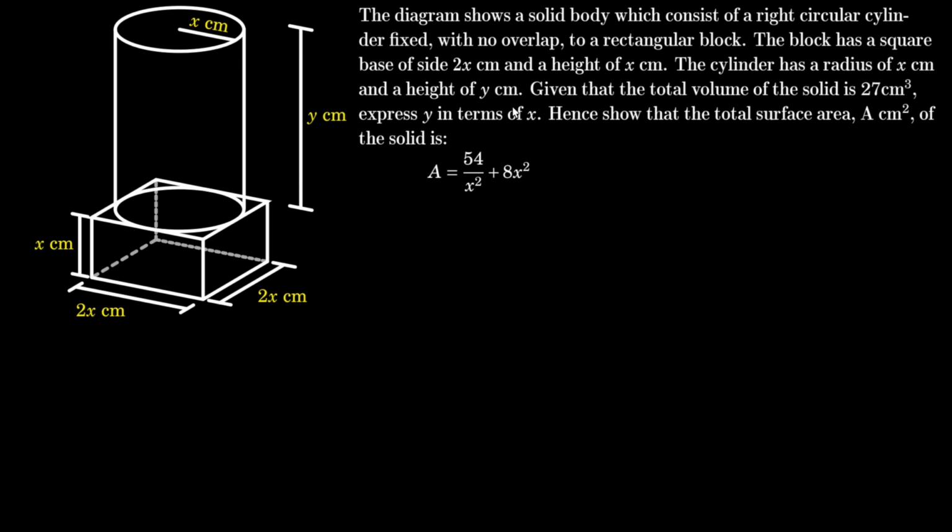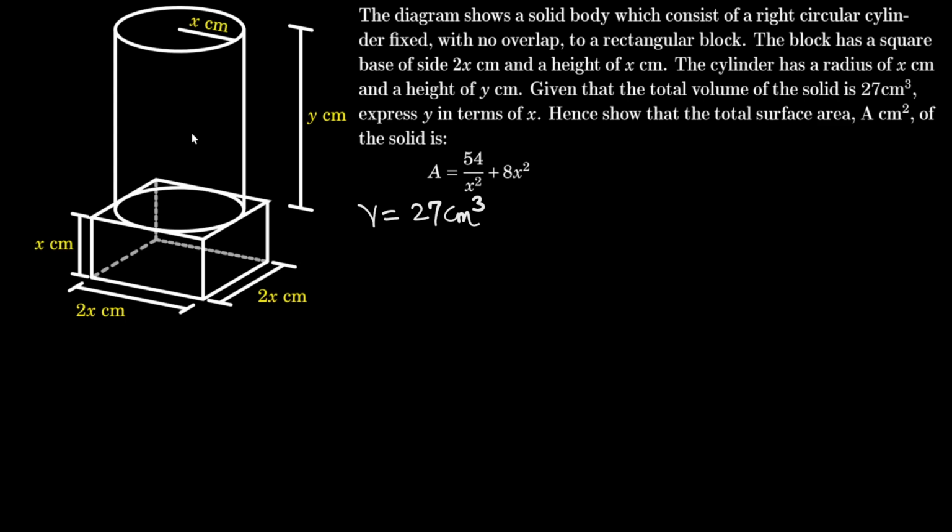Now, given that the total volume is 27 centimeter cube, we have to express y in terms of x and also show that the total surface area is this. So let's start off with the volume that has been given to us. So we know that the volume is 27 centimeter cube.